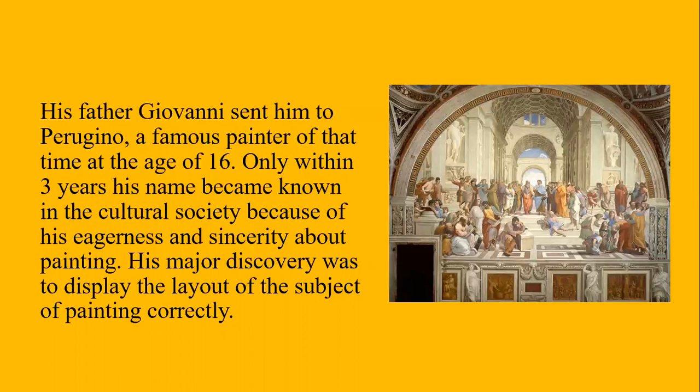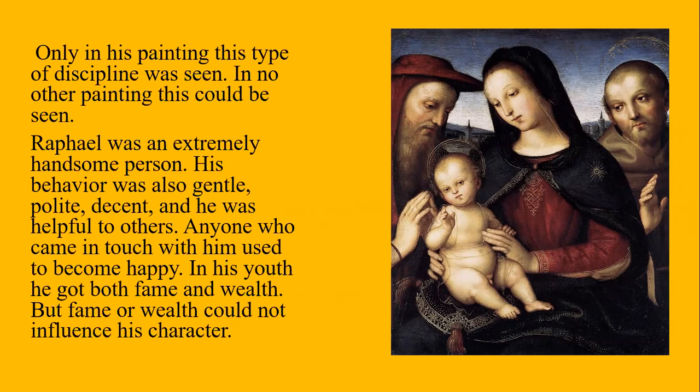His father Giovanni sent him to Perugino, a famous painter of the time, at the age of 16. Within only 3 years, his name became known in cultural society because of his eagerness and sincerity about painting. His major discovery was to display the layout of the subject of a painting correctly. Only in his painting was this type of discipline seen. In no other painting could this be seen.